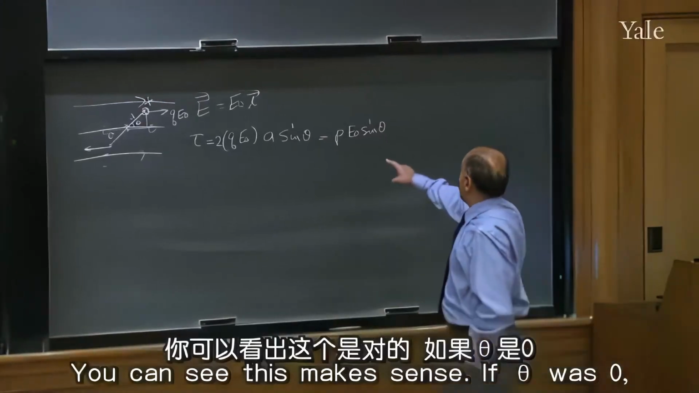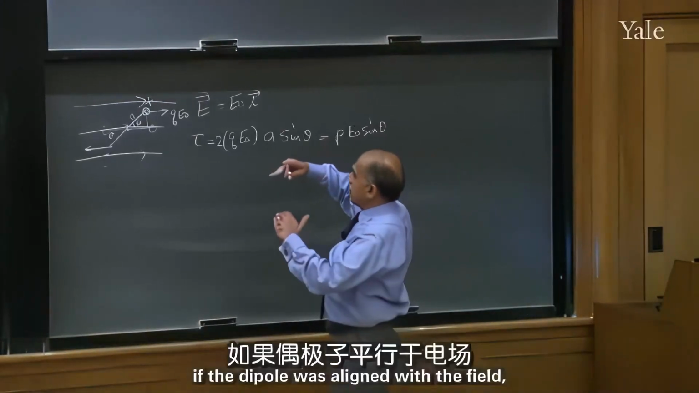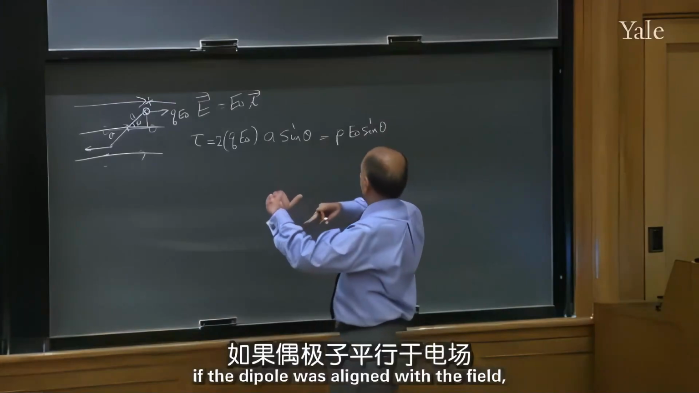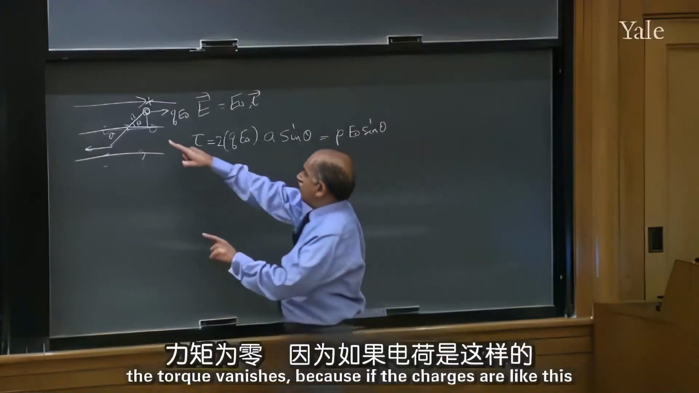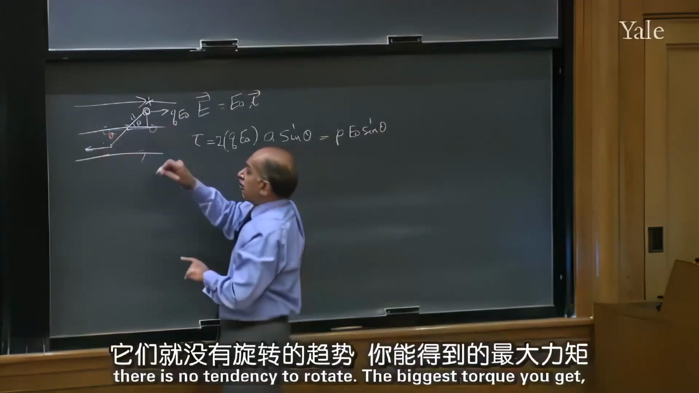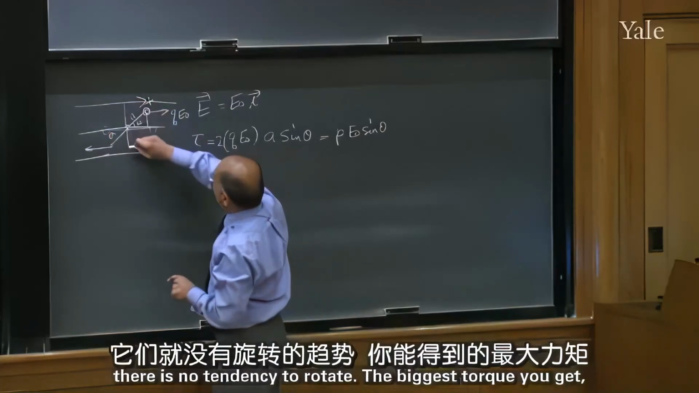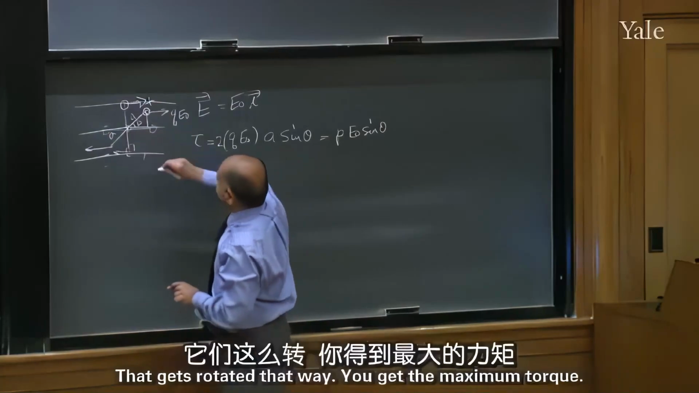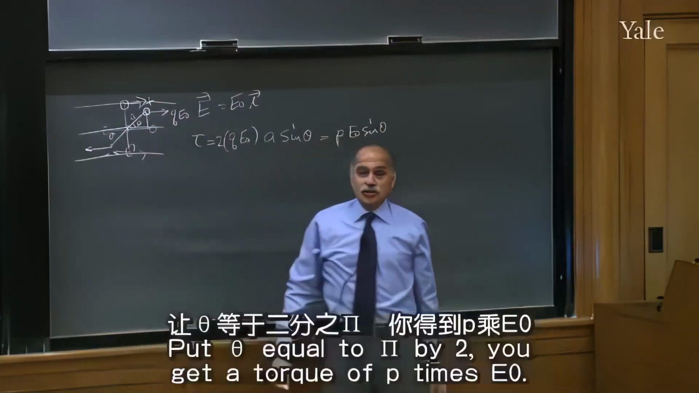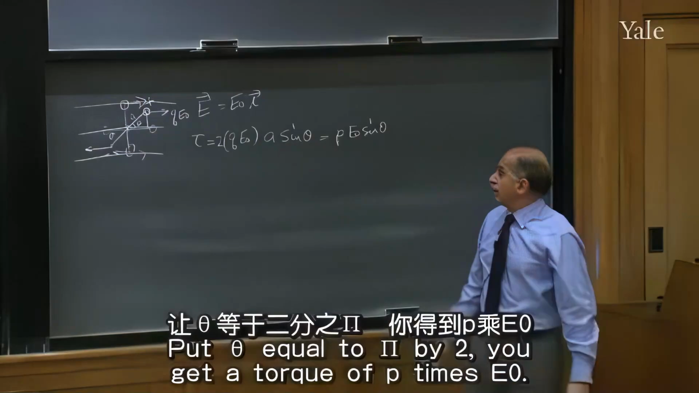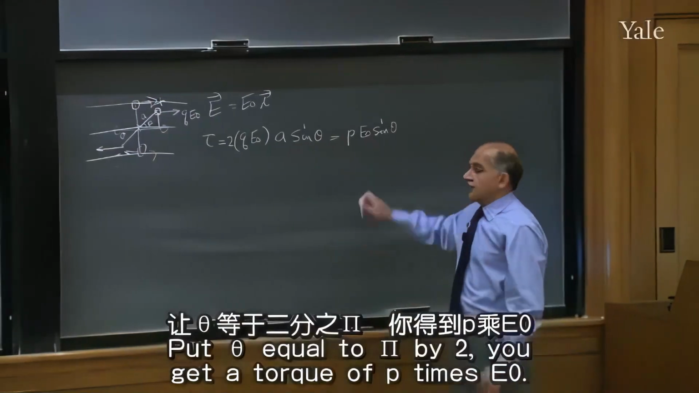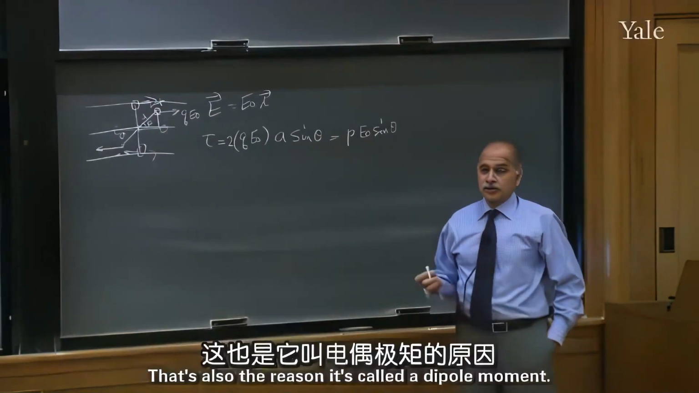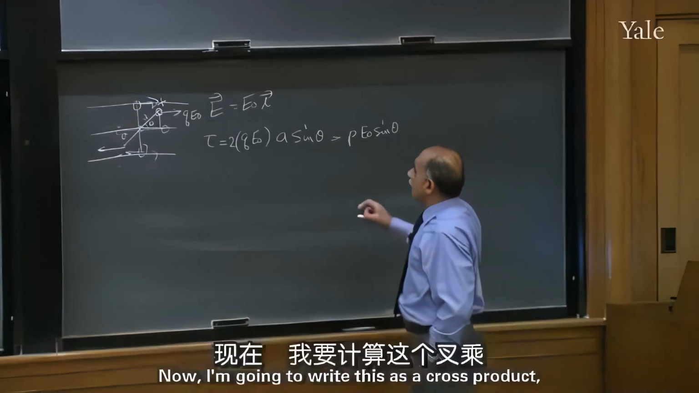You can see this makes sense. If theta was 0, if the dipole was aligned with the field, the torque vanishes, because if the charges are like this, there is no tendency to rotate. The biggest torque you get is if the charges are like this. Then this gets rotated that way, that gets rotated that way, you get the maximum torque. At theta equal to pi by 2, you get a torque of P times E0. That's also the reason it's called the dipole moment.